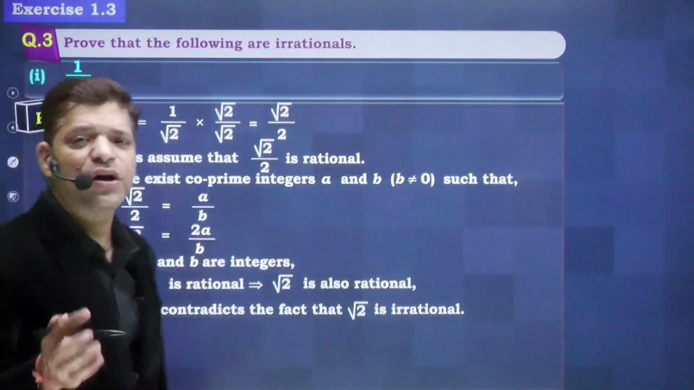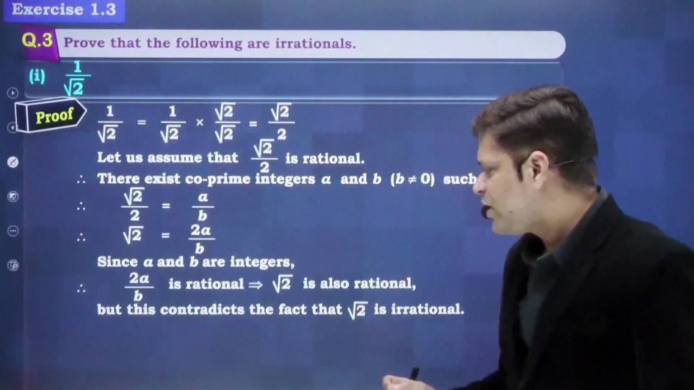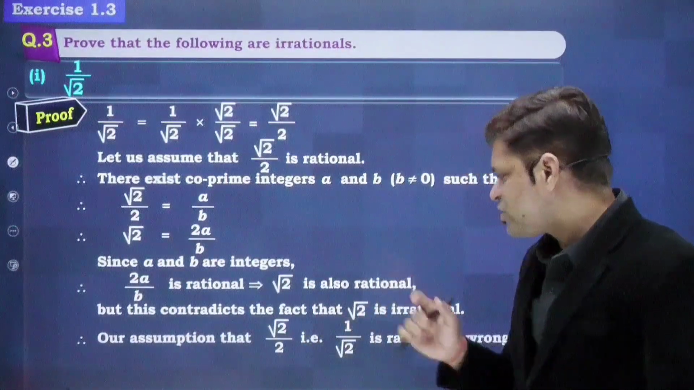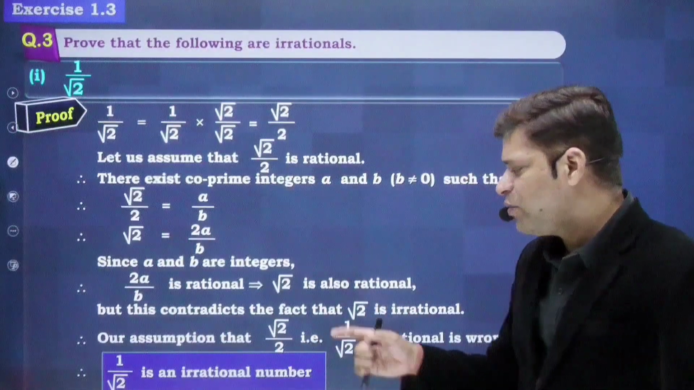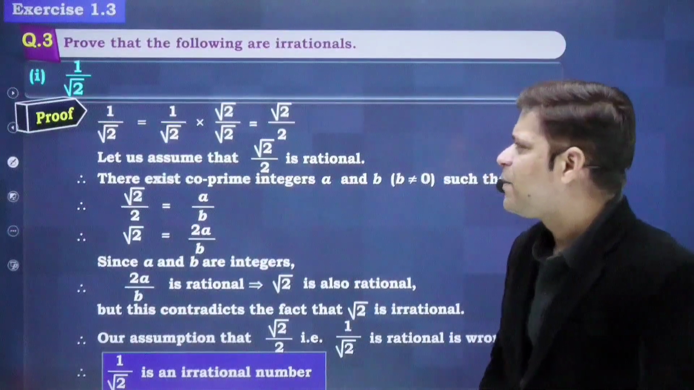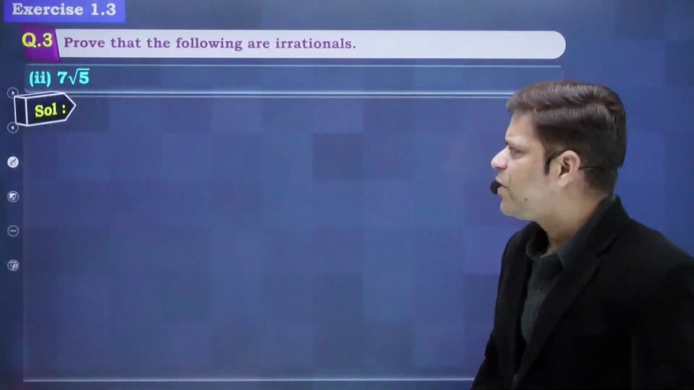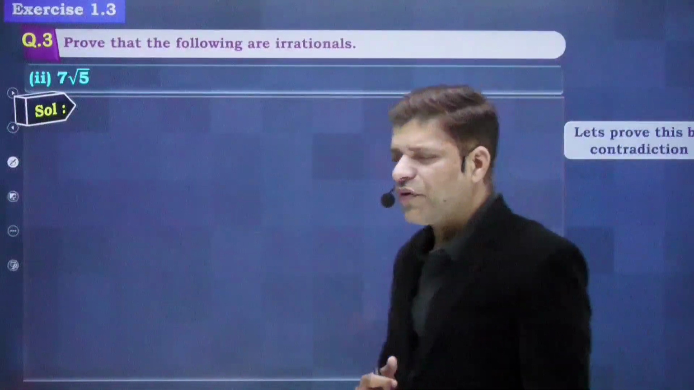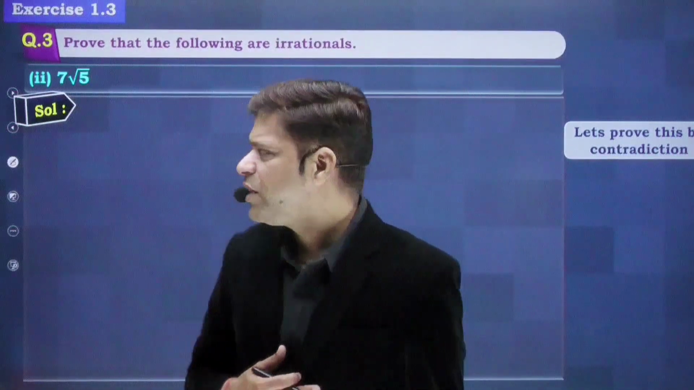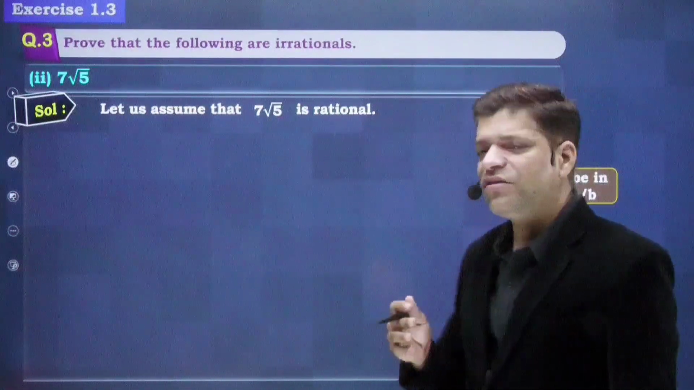But this contradicts that root 2 is irrational. Okay, so finally what we find is that our assumption is wrong, that this is a rational number. So we can write that 1 by root 2 is an irrational number, right? So the next part of question number 3, 7 root 5, we have to prove. Okay, so 7 root 5 we have to prove is an irrational number. So again we will prove it by the contradiction method, and let us assume that this is rational.